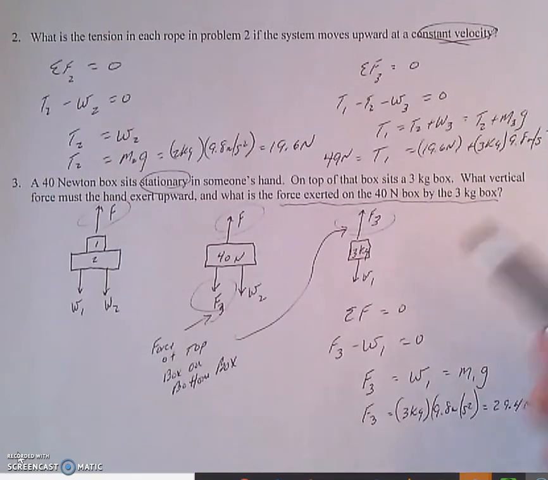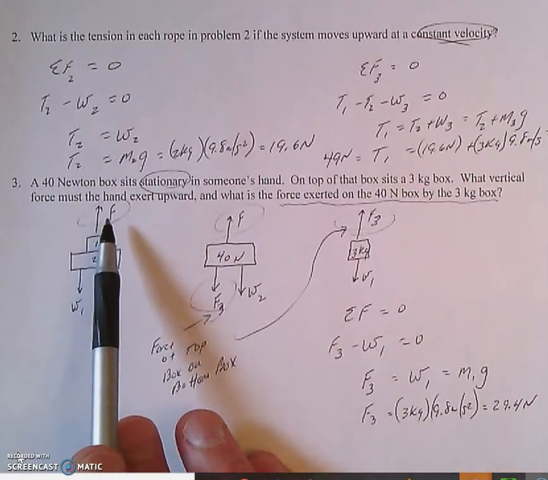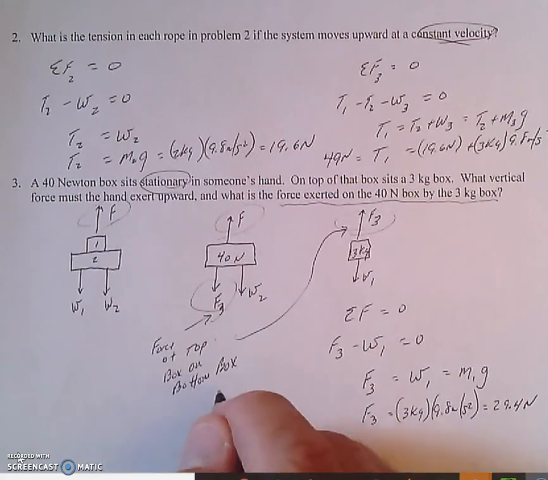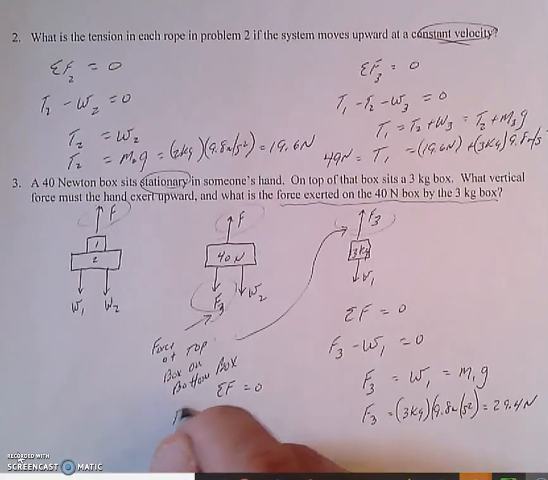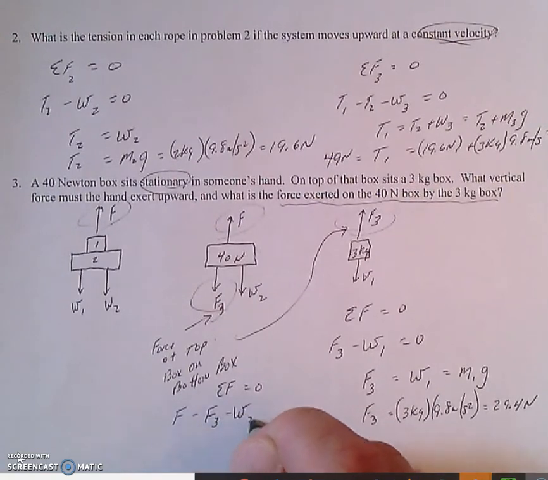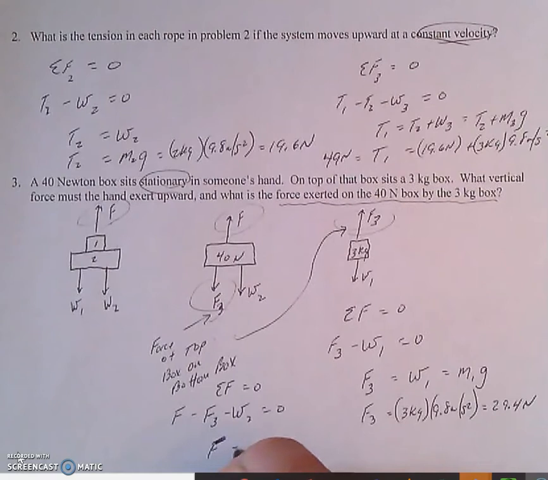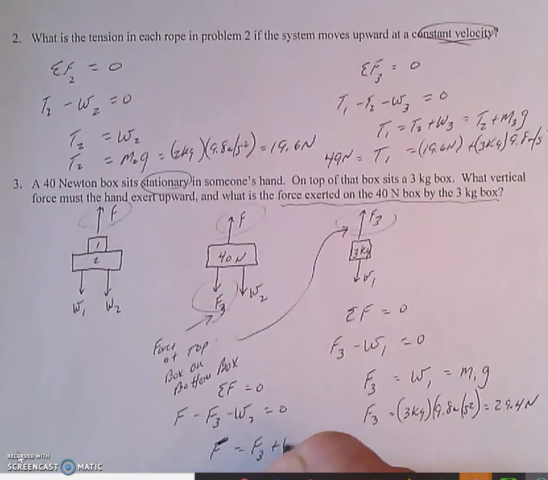What vertical force must the hand exert upwards? That's here or here. Pick your poison, whichever one you want to do. Well, I'm going to say let's do this one since we just found F3. So the sum of the forces here is equal to 0. What's my picture look like? F, which is the thing I want, minus F3 minus W2 is equal to 0. So F, which is the thing we're trying to find, is equal to F3 plus W2.